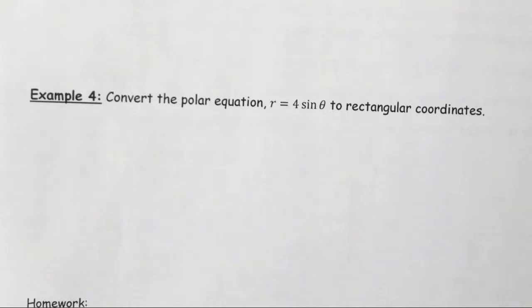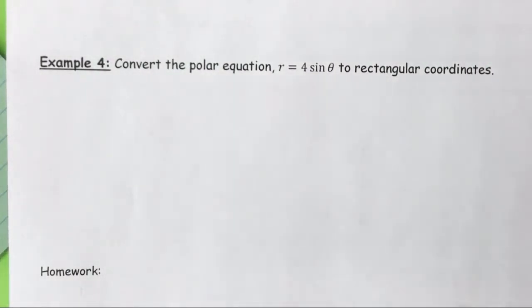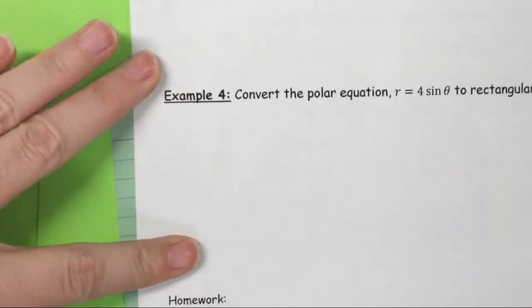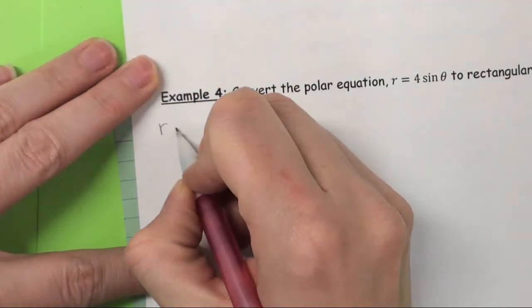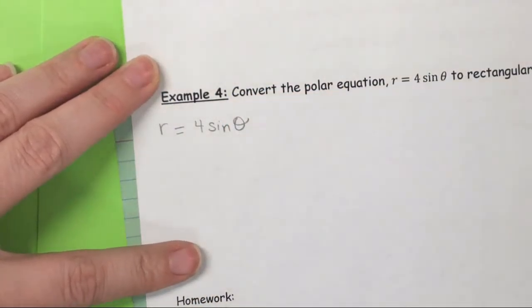Okay, so this is the last problem from 8.1. This is example 4. We're going to convert the polar equation r equals 4 sine of theta to rectangular coordinates. Okay, so the first thing we're going to do is write what our equation is. So we have r equals 4 sine of theta.